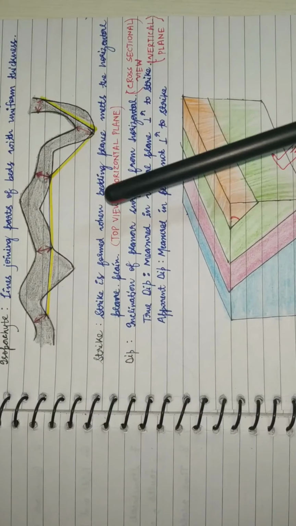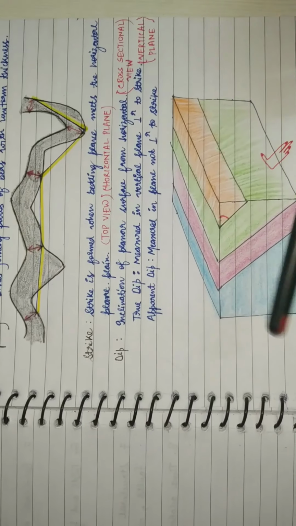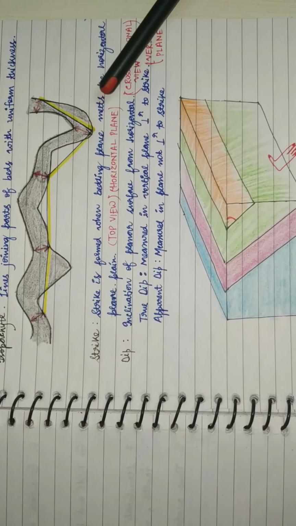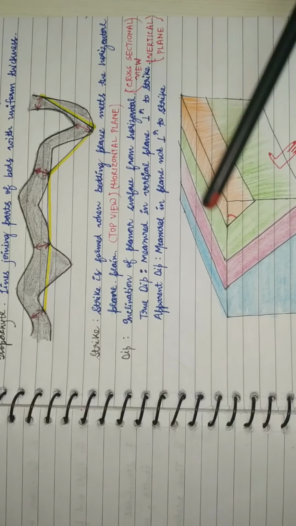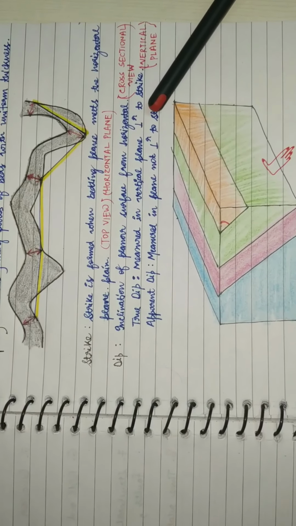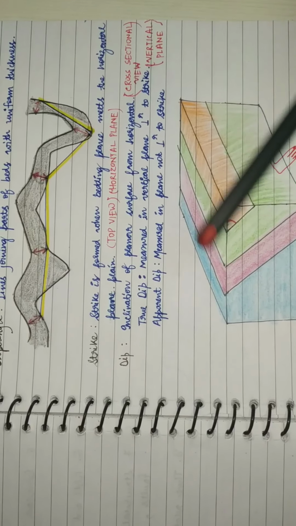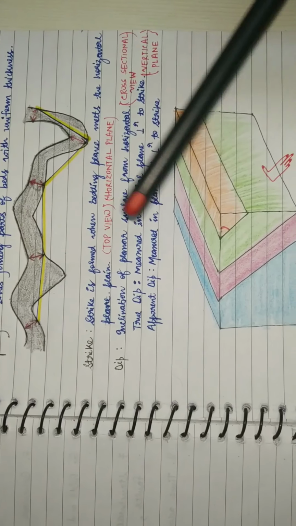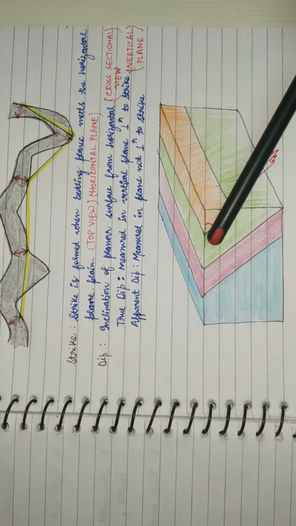Strike is formed when the bedding plane and the horizontal plane intersect. It meets, forming the strike line. Okay. Strike is seen on the top view, okay, from the planar view, top view. All right.